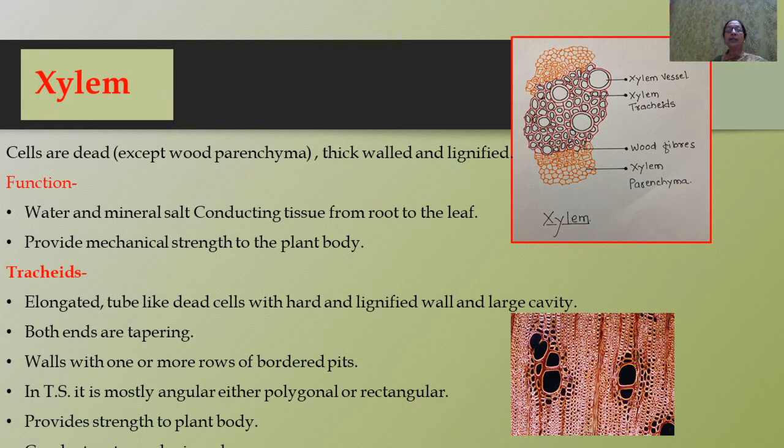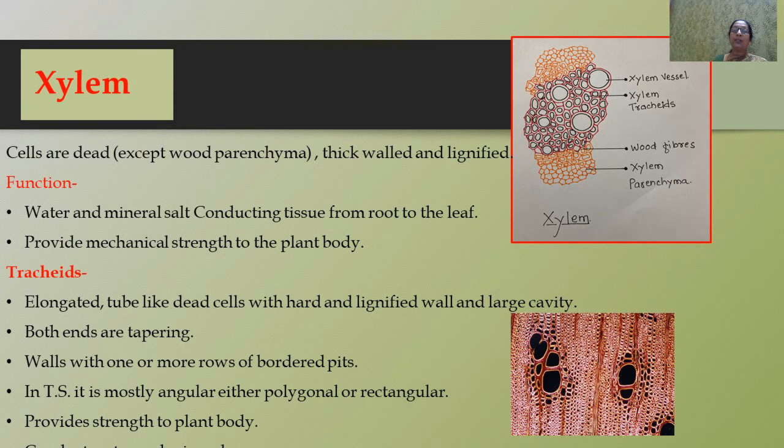These are dead cells having thick and lignified walls. The function of the xylem, you all know, is to conduct water and minerals from the root to the various parts of the plant body, and it also provides some mechanical strength. The first element under the xylem is the tracheids. These tracheids are elongated tube-like dead cells with hard and lignified walls having cavities in them. In longitudinal section, both ends of the tracheids are tapering.